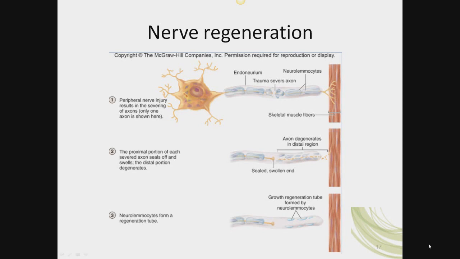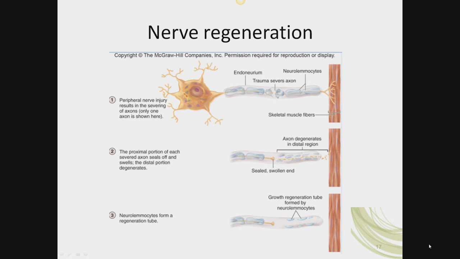Neurolemmacytes play an active role in regeneration, and this process is shown here in the following steps. 1, the axon is severed by some type of trauma, so we see that in step 1. Step 2, the portion proximal to the trauma seals off by membrane fusion and swells. The swelling is a result of axoplasmic flow from the neuron cell body, and remember, axoplasmic simply means the cytoplasm in the axon. So we get some cytoplasmic flow from the neuronal cell body down through the axon.